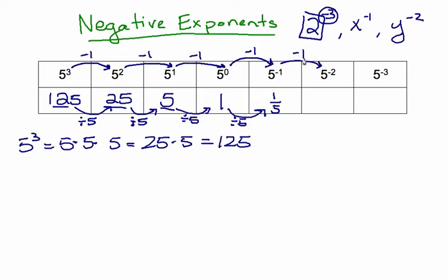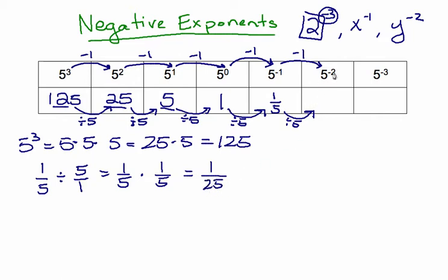We'll do the same thing for the next column. 5 to the negative 1 power, subtracting 1 from the exponent gets us 5 to the negative 2 power. So in this second row, we're going to do the same thing of dividing by 5. Well, 1/5 divided by 5 is like dividing 1/5 by 5 over 1. Dividing by a fraction is the same thing as multiplying by its reciprocal. 1/5 times 1/5, multiply across the numerators, you get 1. Multiply across the denominators, you get 25. So 5 to the negative 2 is 1/25.